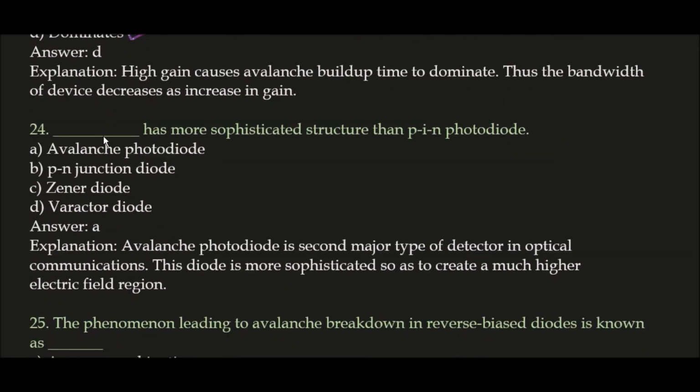Next question. Blank has a more sophisticated structure than the PIN photodiode. Here the correct answer is option A, avalanche photodiode. Avalanche photodiode has a more sophisticated structure than the PIN photodiode because it is the second major type of detector in optical communications. This diode is more sophisticated so as to create a much higher electric field region.